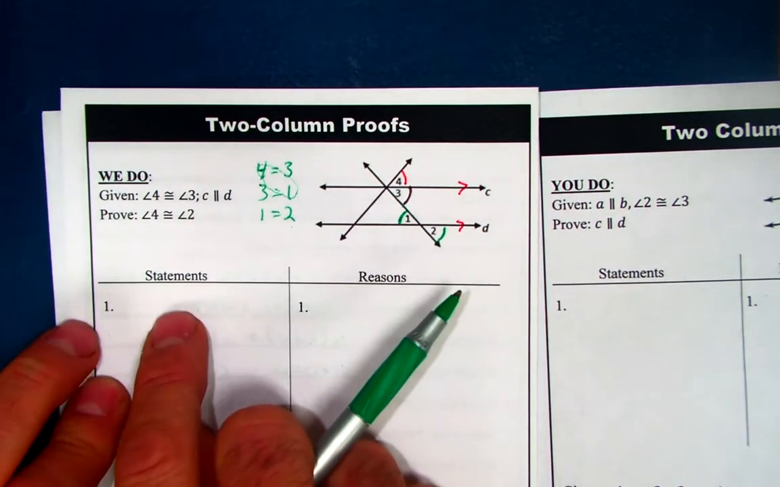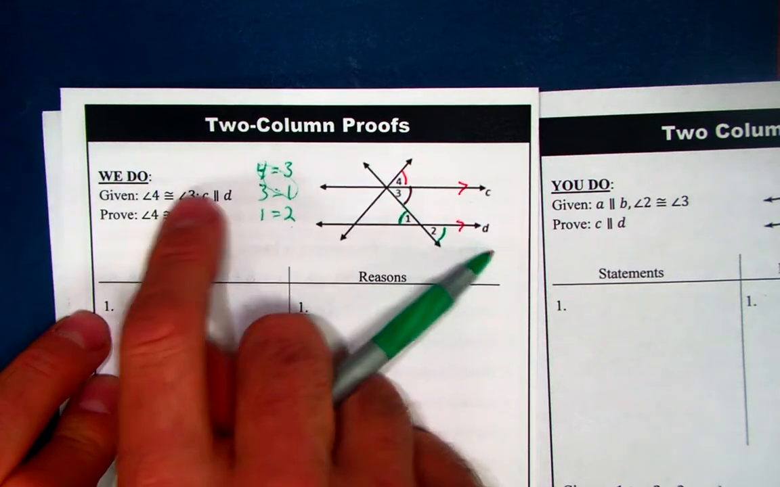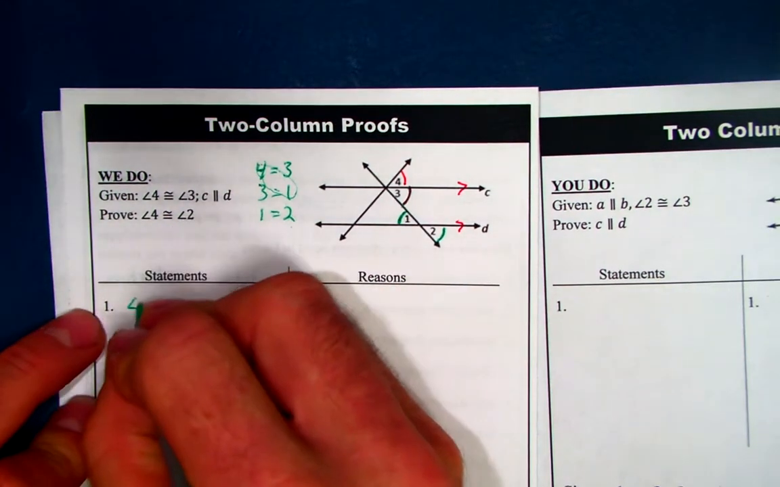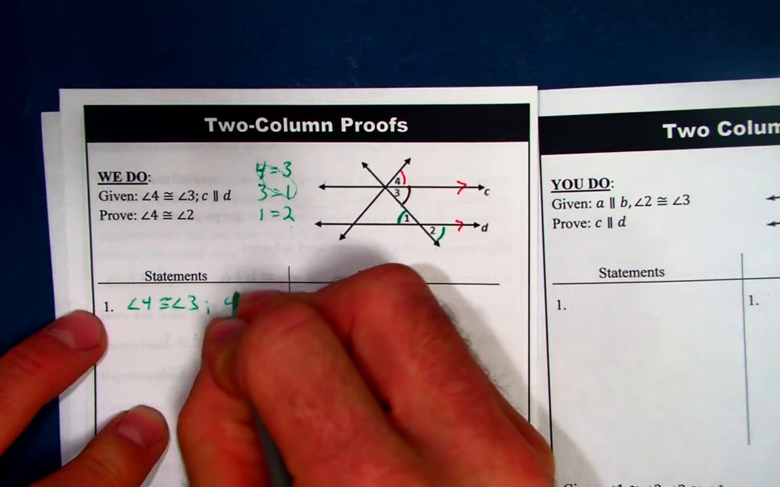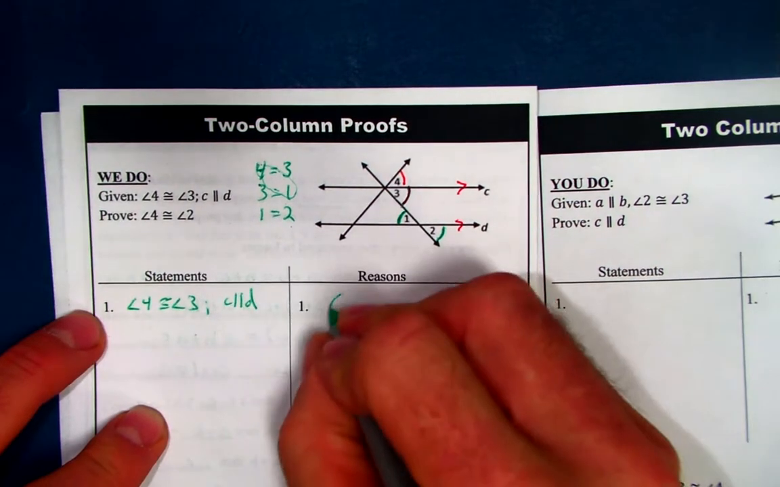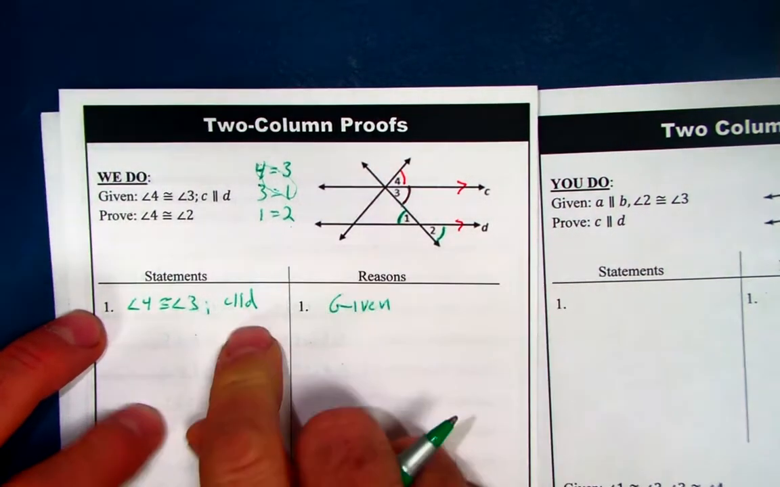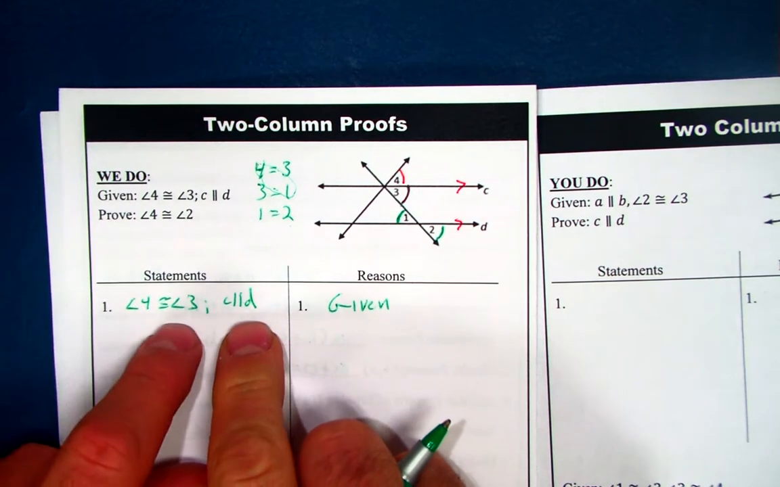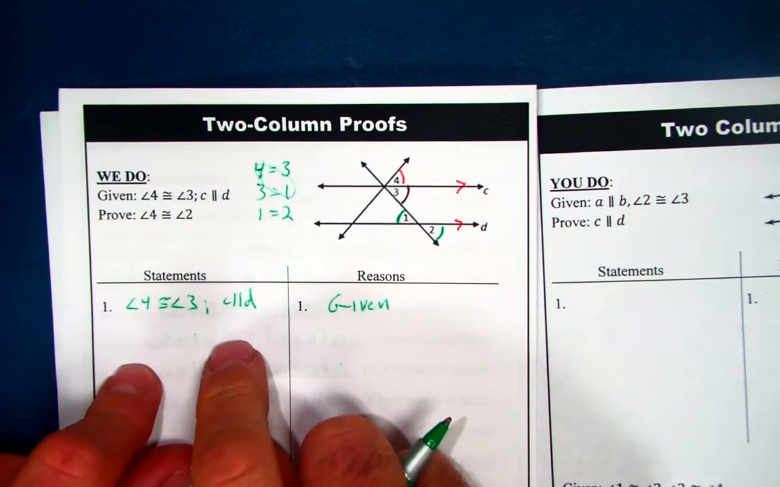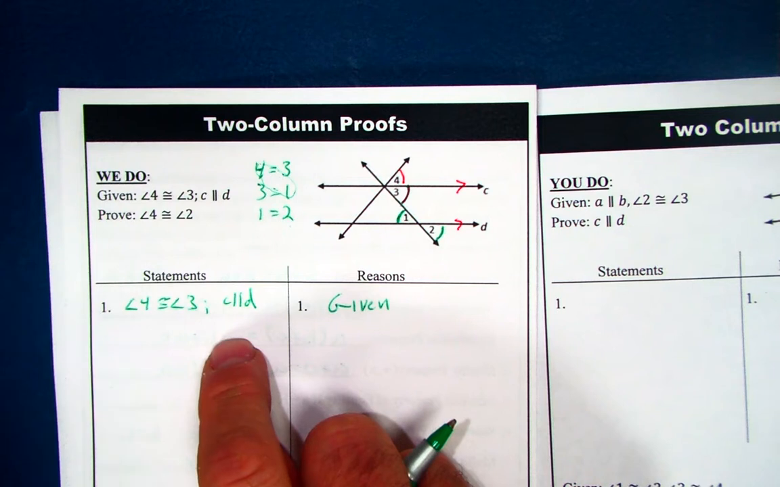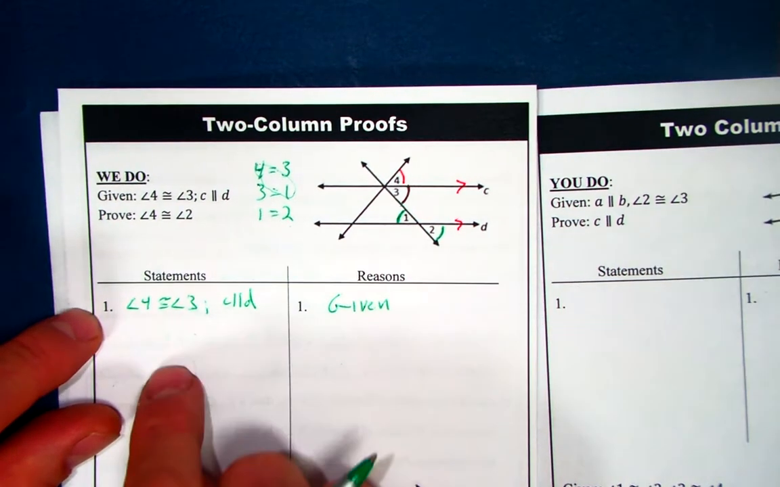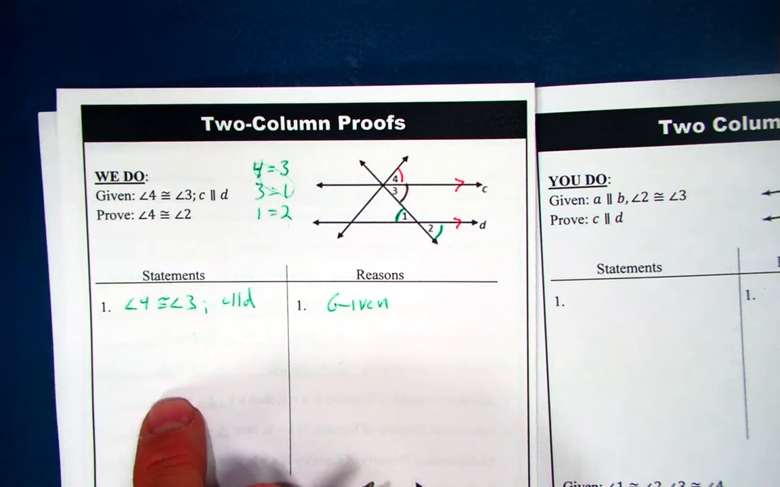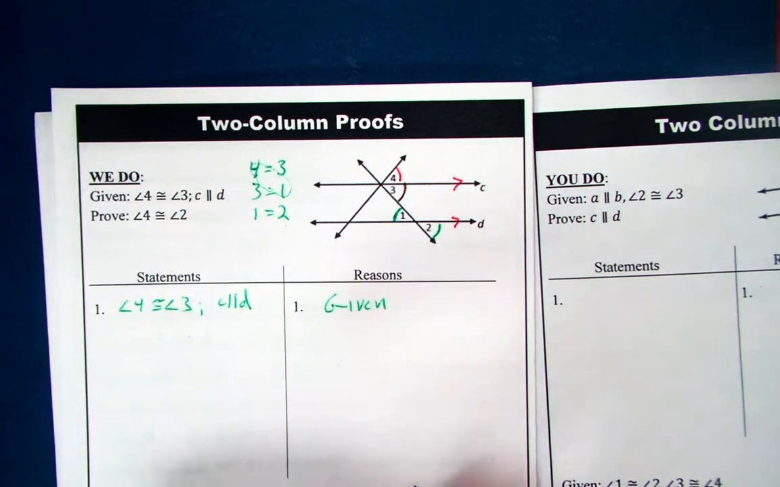And you typically start a proof with what you're given. So we know that angle 4 is congruent to angle 3, and C is parallel to D, and that's given. It's okay to use all your given information here if it's necessary for the next step. Otherwise, you can hold off and use it later. But typically, you write your statements in the order that you're using the information. You don't just write everything at once or in random order. You write it in a logical sequence, right?